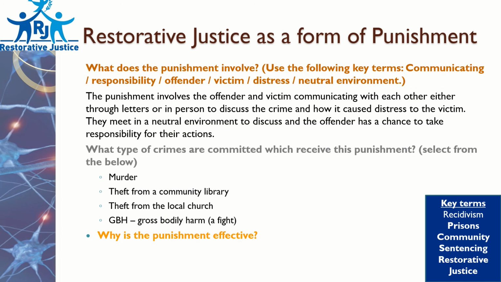Okay, so restorative justice is a punishment that involves the offender and the victim communicating with each other through letters or in person to discuss the crime and how it caused distress to the victim. They tend to meet in a neutral environment to discuss, and the offender has a chance to take responsibility for their actions. Now, you've got to be really careful with restorative justice, because it's not just about them trying to come together to resolve it. It's really about the offender taking responsibility.